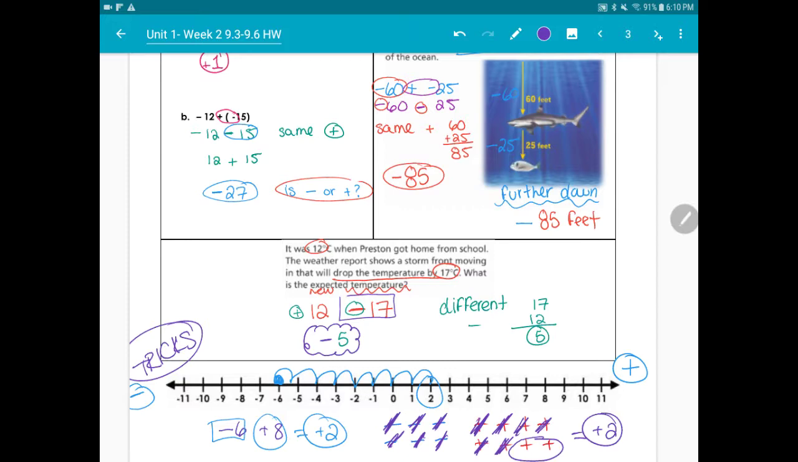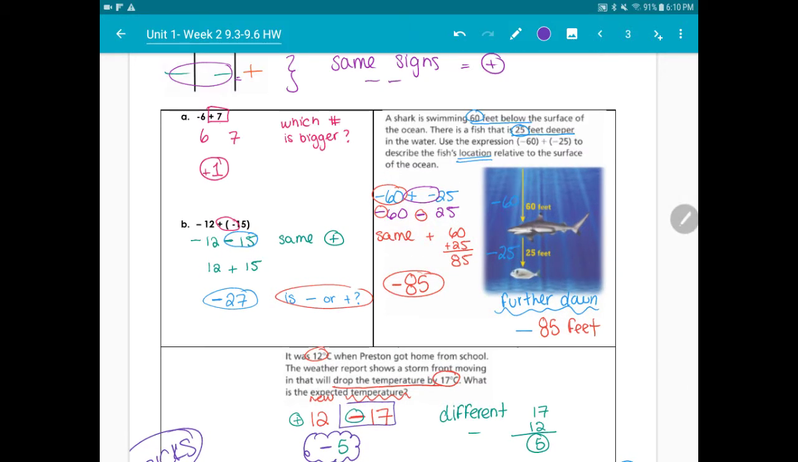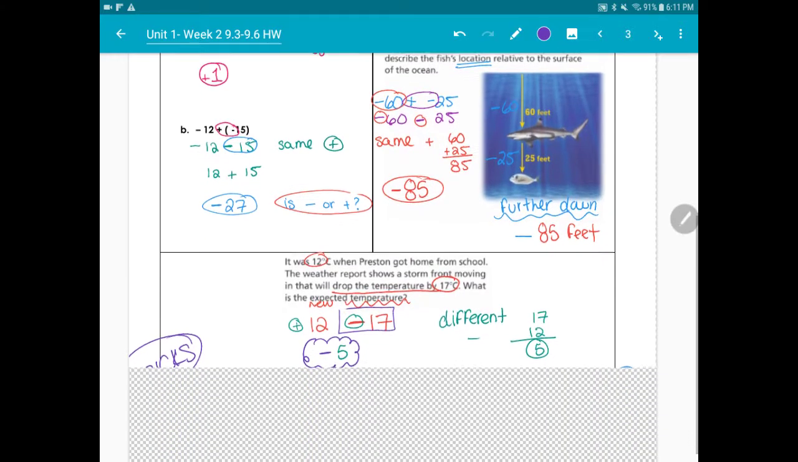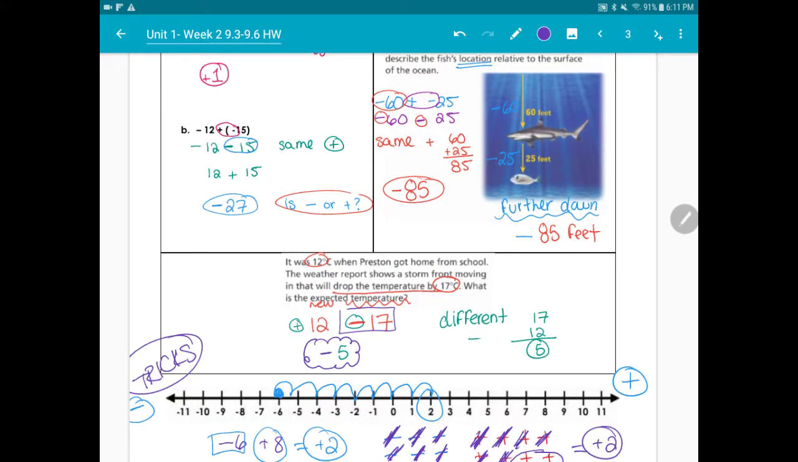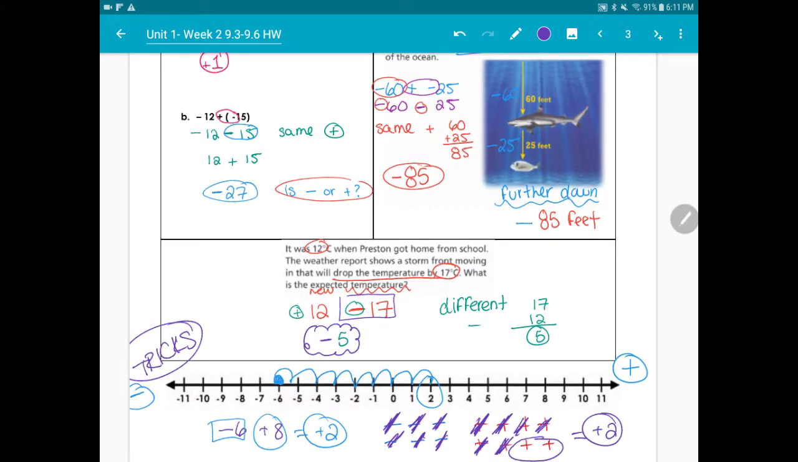All right, so those are some tricks you can use when the numbers are smaller, but we've got to think about it. If we look back at the shark example, I had negative 60 and negative 25. Was I really going to draw negative 60 and negative 25 of them? Maybe, if the other thing doesn't work for me. All right? So bring this in class. We're going to do more of this on Friday.